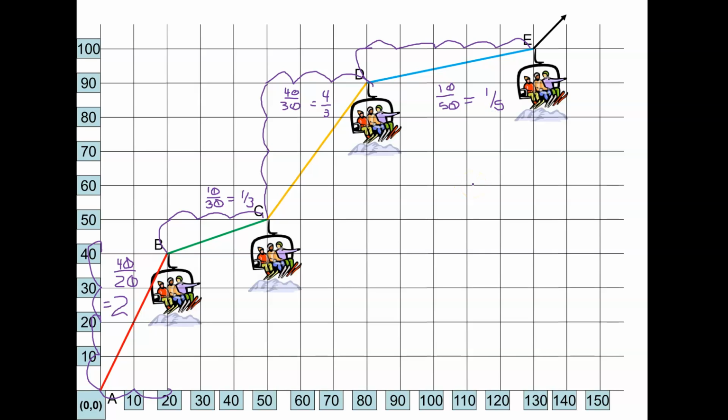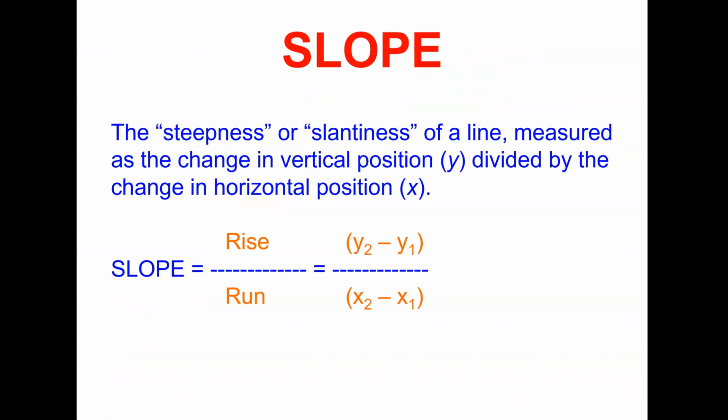Whichever one of these values has the greatest absolute value, that is farthest away from 0, is our slantiest slope. 1/3 is bigger than 1/5. 4/3 is bigger than 1/3, but 2 is the biggest of all four, meaning our red path from A to B with a slope of 2 is our slantiest, steepest path.